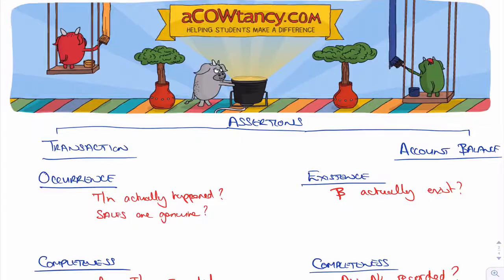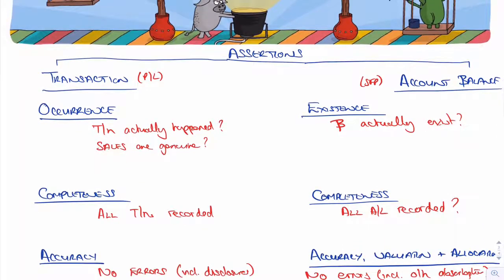All right, let's have a look then at these assertions in the accounts. This has changed recently, and so you've got assertions regarding transactions, which you can think of as basically being the income statement, the P&L account, and the SFP on the account balances, but also all the disclosures as well. Now, what are these assertions? What do they mean?